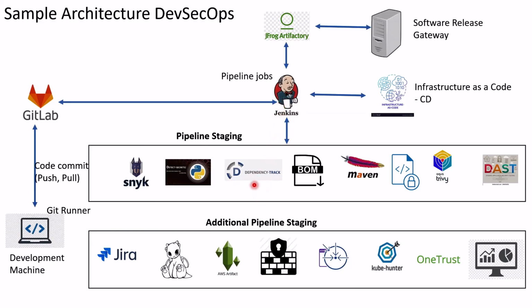Again, SCA: suppose we want to analyze the software composition analysis, we can create one more stage in the pipeline, and we can use tools like Dependency-Track, so that the tool will scan the repository and provide the third-party dependencies and their vulnerability details. Suppose we want to create the software bill of materials, SBOM, we can create one more stage in the pipeline, and we can implement the stage for SBOM.